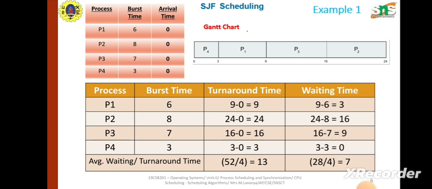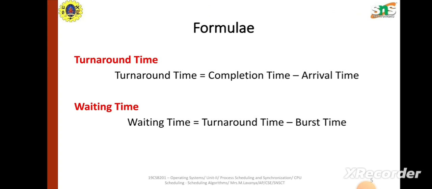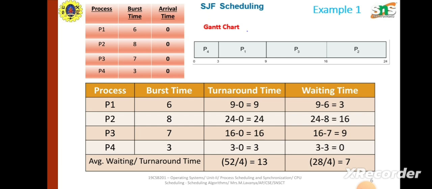From the Gantt chart, we will be finding the turnaround time and waiting time of each process, and we will be deriving the average turnaround time and average waiting time, right? First, we can find the turnaround time. What is the formula for finding the turnaround time? Turnaround time equal to completion time minus arrival time. So, first we are going to find the turnaround time for the process P1. For process P1, the completion time is 9 minus, all the processes arrive at 0, right? So, 9 minus 0 equal to 9 is the turnaround time of process P1.